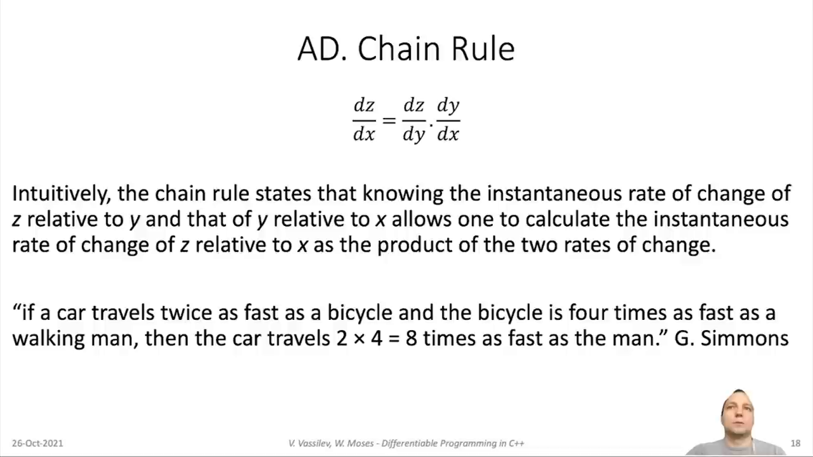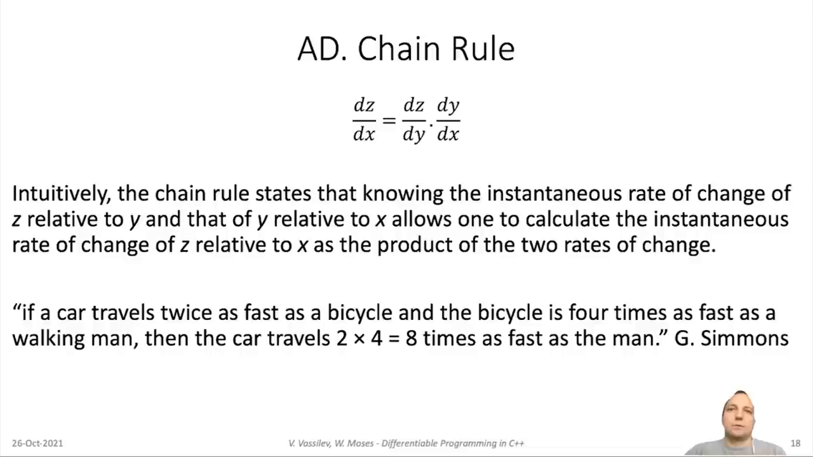In other words, as George Simmons explains it, if a car travels twice as fast as a bike, and a bike is four times faster than a walking man, then the car travels 2 times 4 equals 8 times faster than the man. This simple yet very powerful concept is useful from an algorithmic point of view.